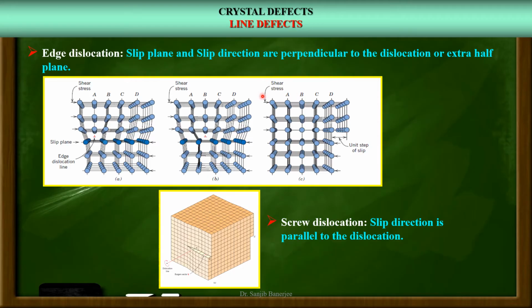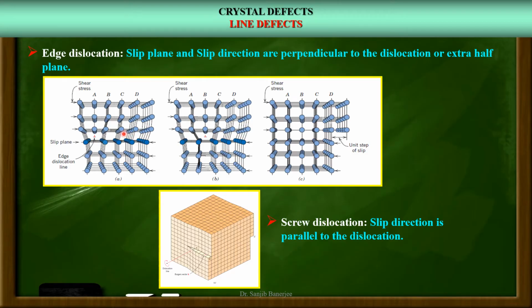Consequently, due to the shear stress, the upper part of the material has been sheared with respect to the lower part because of the movement of this extra half plane from left towards right, or in other words, the slip has occurred. Now the plane across which the slip is occurring is called the slip plane. The direction of slip is called the slip direction, which is from left towards right in this case.